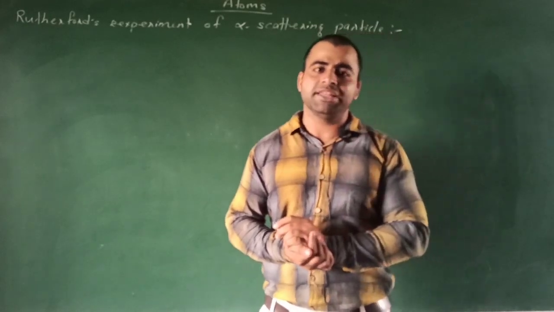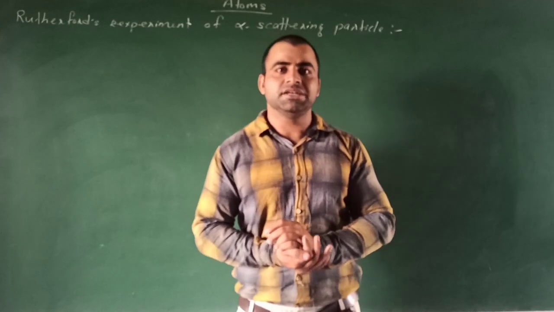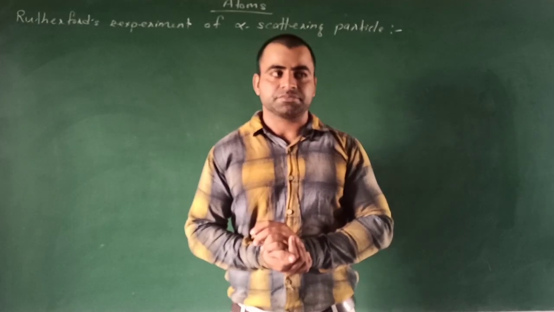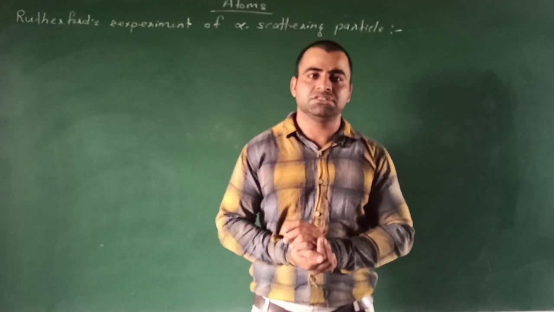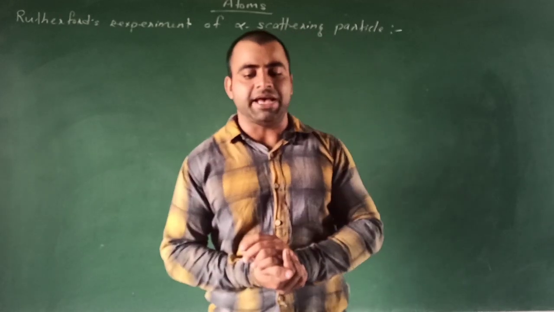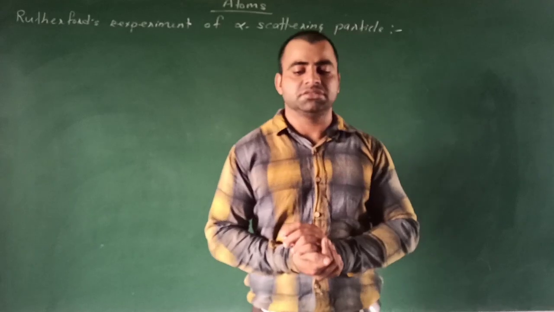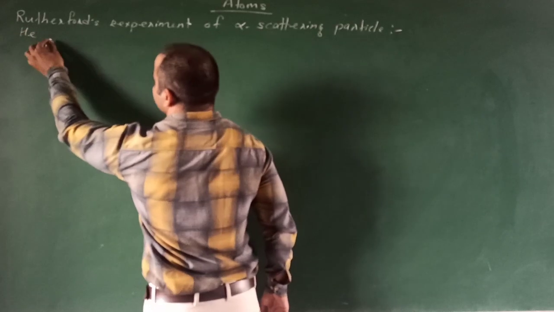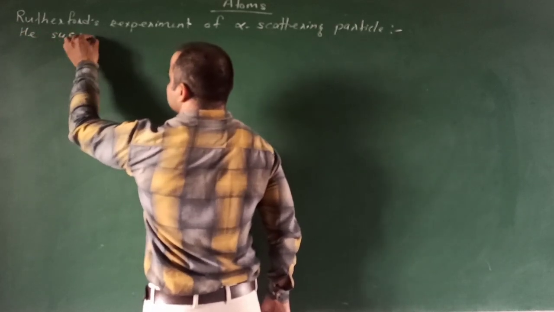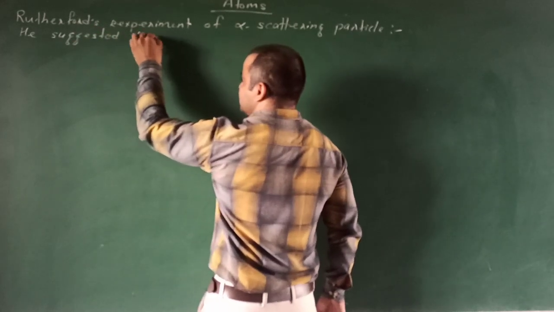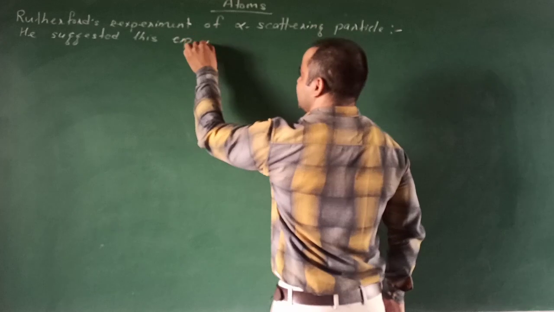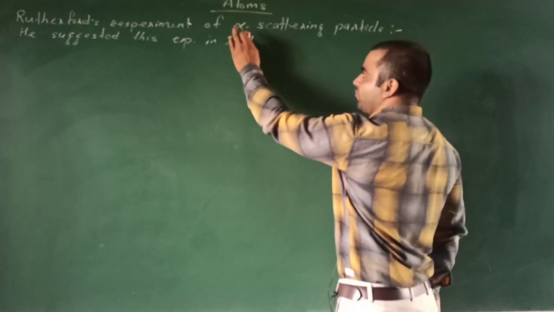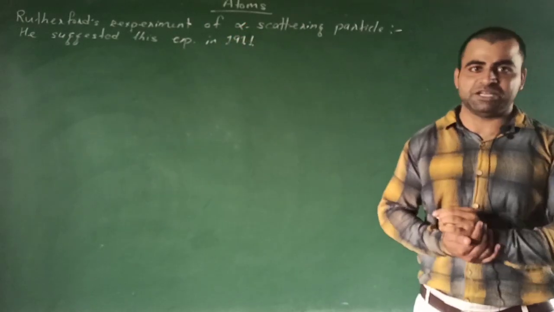Rutherford suggested this model, or say this experiment, in 1911, but he did not perform the experiment himself. He took the help of his two followers, H. Geiger and E. Marsden, who performed this experiment.